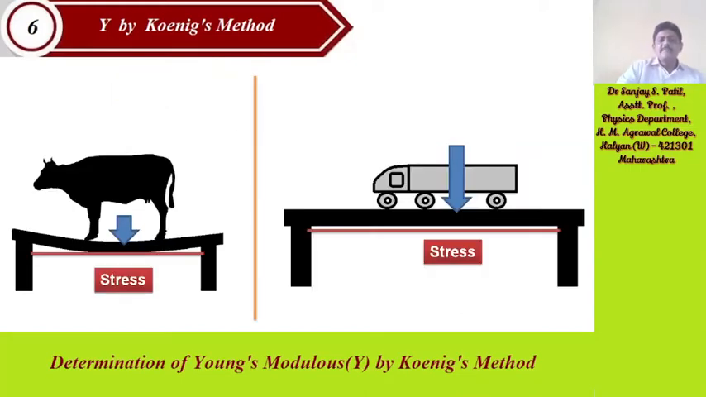Why do we have to find Young's modulus? What is the necessity to find it? At present, we are finding Young's modulus with Koenig's method. There is a bridge on which a cow is walking, and due to the stress, bending action takes place in the bridge. Similarly, a heavy vehicle is traveling on a bridge and there is no bending action in this bridge. There is a stress by the cow and there is a stress by the heavy vehicle.